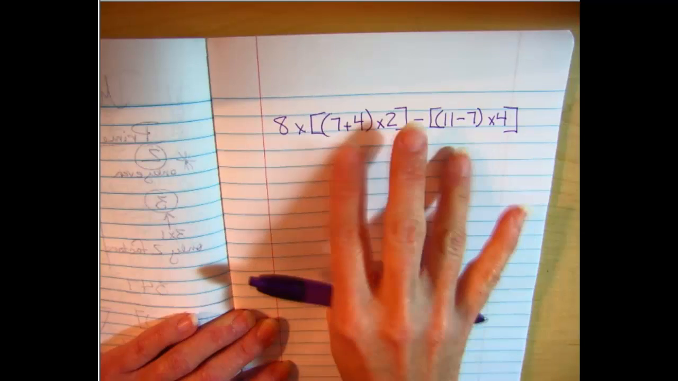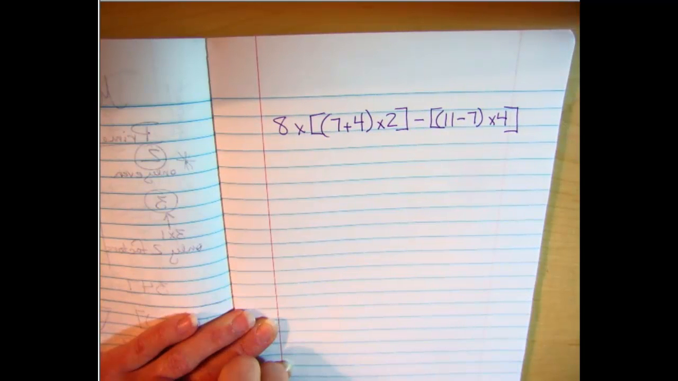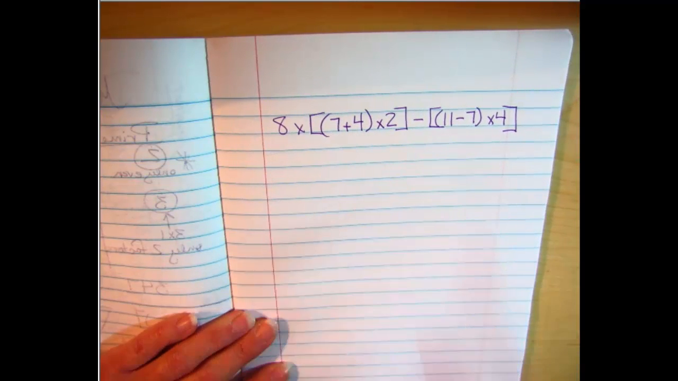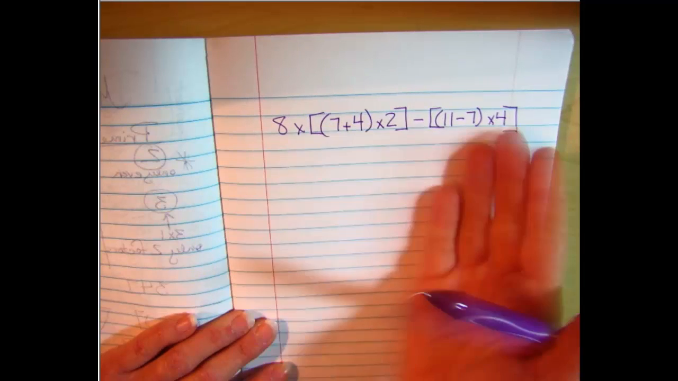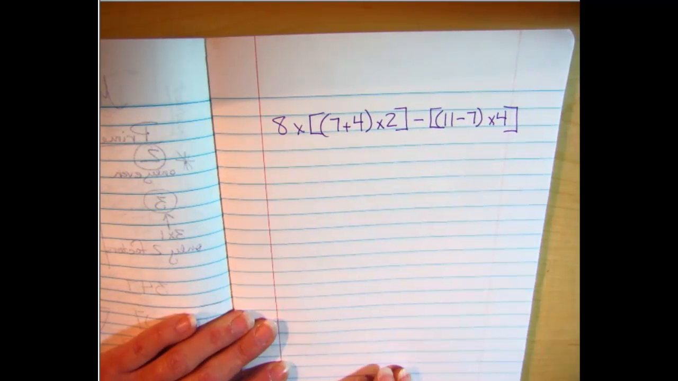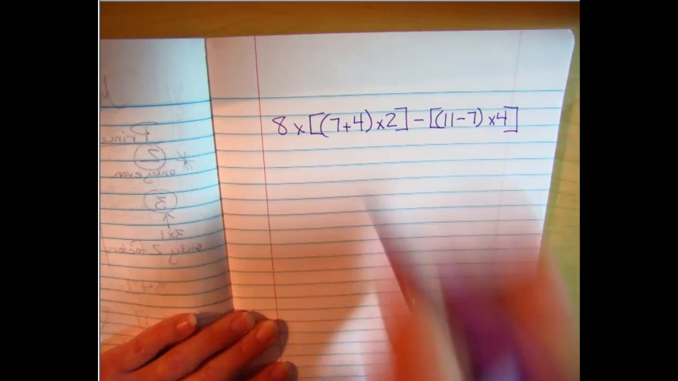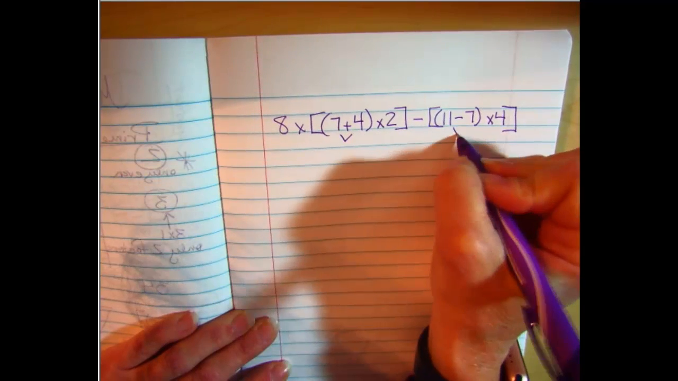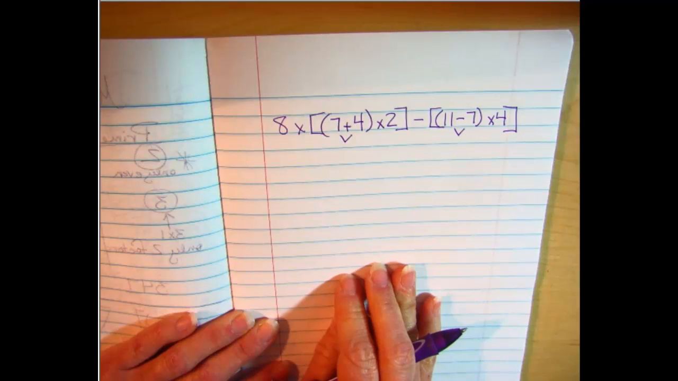So on this one, I have 2 sets of brackets. Which one do you think I should take care of first? Does it matter? No. On this, because I'm subtracting after I get rid of the brackets, it doesn't really matter, but I can kind of tackle both of these at the same time. Within the brackets, what do you know we have to do first? Parentheses always. So I'm going to give 7 plus 4 a caret and 11 minus 7 a caret, and I'm going to take care of those first.